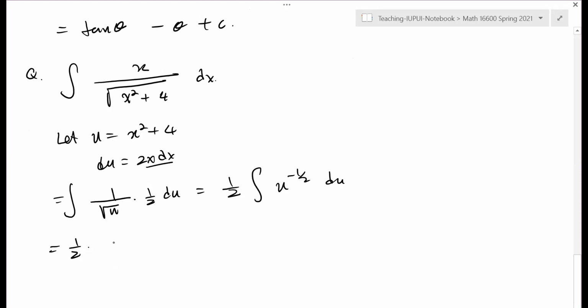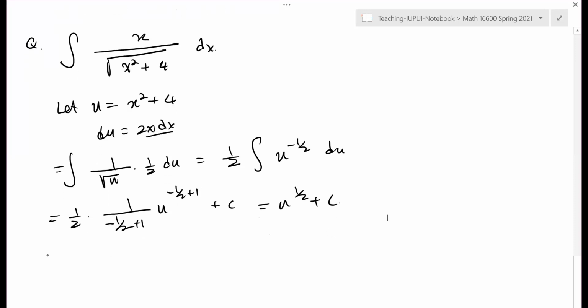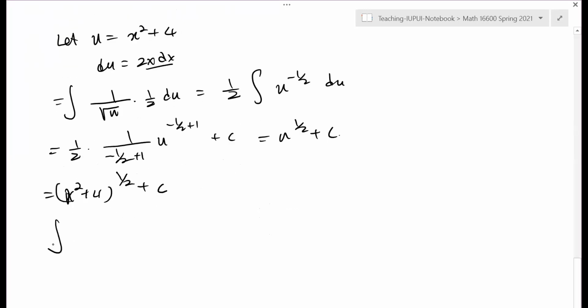Then you find the antiderivative of this. It is going to be u to the negative 1/2 plus 1, plus constant. After you simplify, it's just u to the 1/2 plus constant. Then you replace u by x squared plus 4, under the square root. So this is the answer. Now, what I wanted to do actually here is to use a trigonometric substitution.